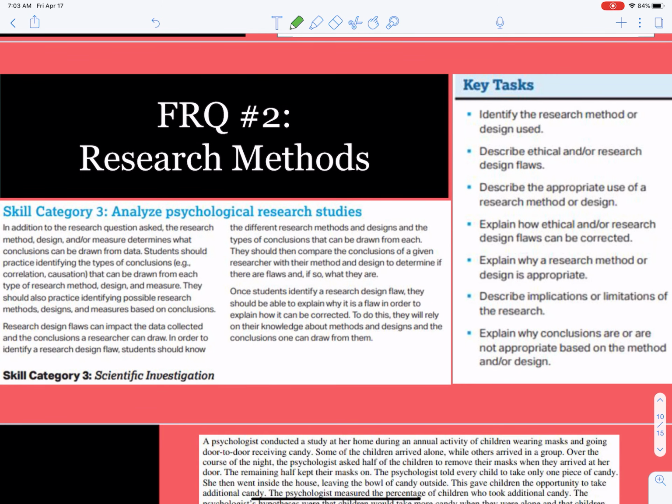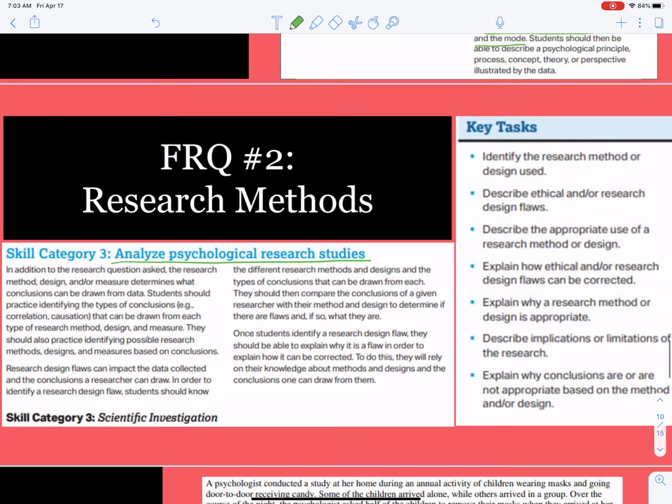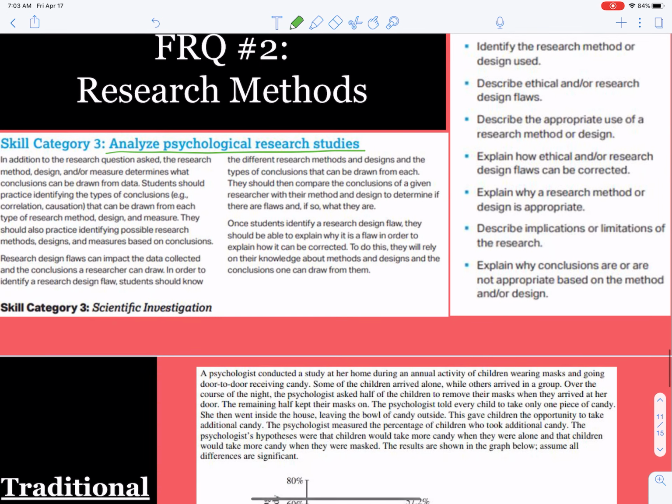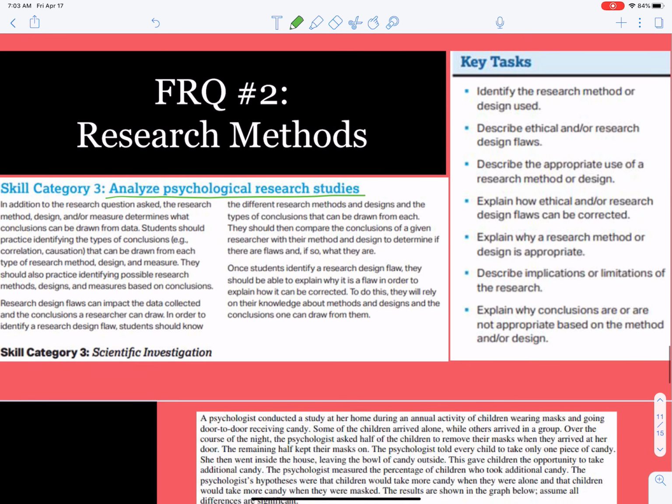Lastly, I want to tell you that the third skill category they're trying to assess on your AP Psychology exam in 2020 is your ability to analyze psychological research studies. Now, up here, one of the skills was analyzing the data. Now they also want you to be able to analyze the actual research method and study. Okay, so we want you to be able to identify flaws if there are any. We want you to be able to draw conclusions from the research and the results.